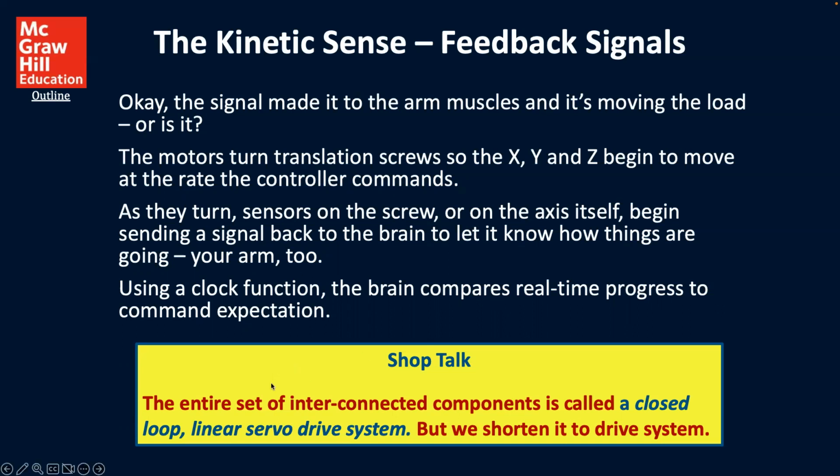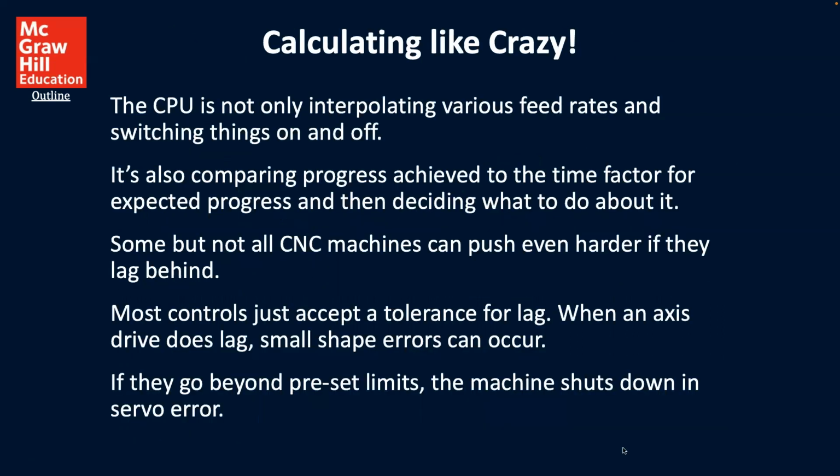So thinking again in terms of shop talk, the entire set of interconnected components is called a closed loop linear servo drive system. But we can shorten this to something easier to think about, and just think of it as a drive system. So there's all kinds of calculations going on, calculations like crazy. The central processing unit is not only interpolating various feed rates and switching things on and off, it's also comparing progress achieved to the time factor for expected progress and then deciding what to do about it. So it's trying to keep on schedule, if you will.